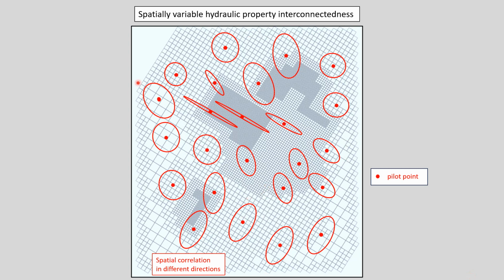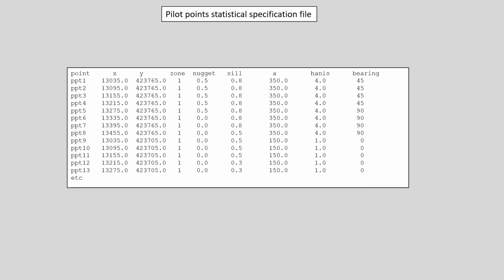This may be a smoothly varying function of space, these geostatistical characteristics, all of them, or it might be that there's similarity in some places, similarity in others with a boundary between them. It doesn't matter. The point is that we can, if we like, have different geostatistics ascribed to all of the different pilot points that we use to parameterize our model. And this is done through a file called a pilot point statistical specification file.